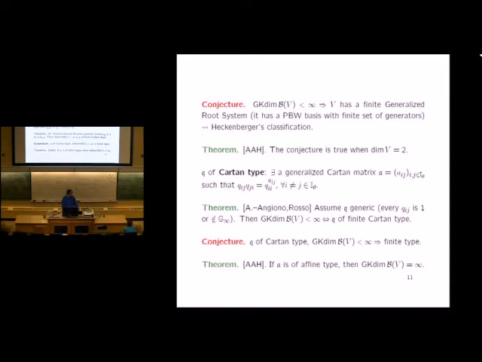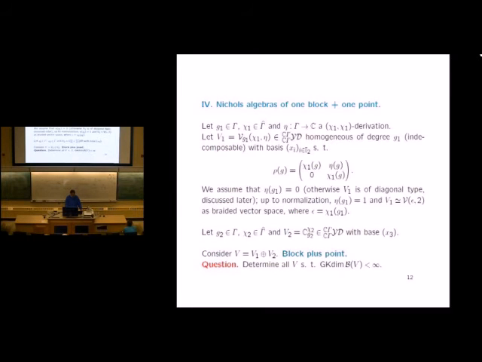Infinite, yeah, sorry. So again, if A is of affine type, then you discard it. Okay, so the next point is the class where I have one block and one point. Not, because there are graphs that are not of Cartan type, so we cannot reduce to those.